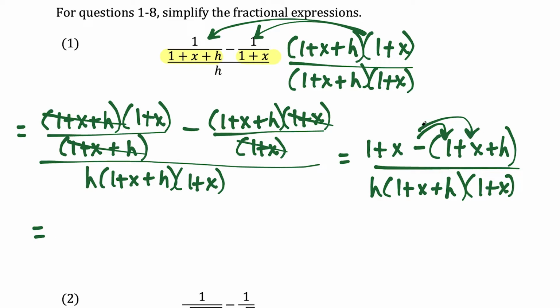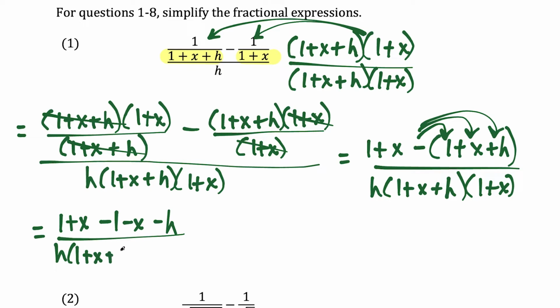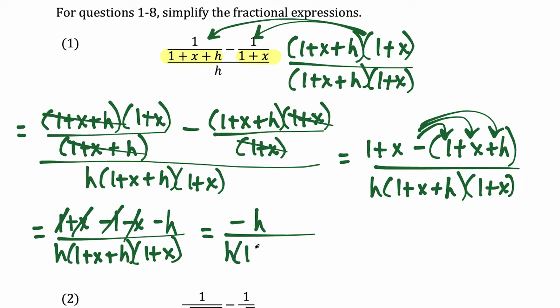Okay, so we're going to distribute the minus, and that's going to give us 1 plus x, and then we have minus 1 minus x, and then we have minus h. And all of this is being divided by h times 1 plus x plus h times 1 plus x. And now look at the numerator here. We have 1 minus 1 canceling, x minus x canceling. And now this gives us negative h over h times 1 plus x plus h times 1 plus x.